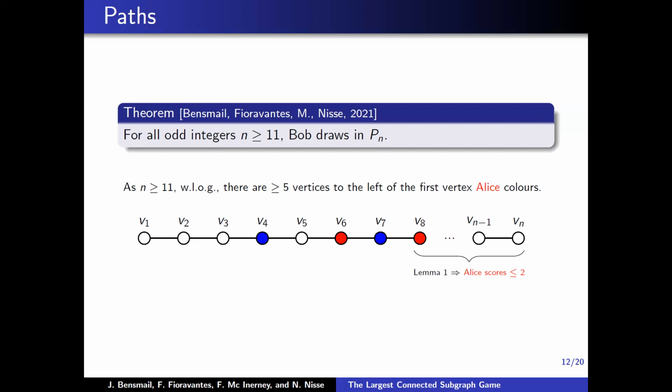And now if Alice covers V5, well, then Bob can cover V3 and get his draw. And so Alice must cover a vertex to the left of V4, for example, V2. Now Bob covers V5, and by lemma 3 again, he gets a draw. And so note that we needed 5 vertices to the left because when Alice covered V6 and Bob covered V4, he needed that V3 existed in order to stop Alice from covering V5.